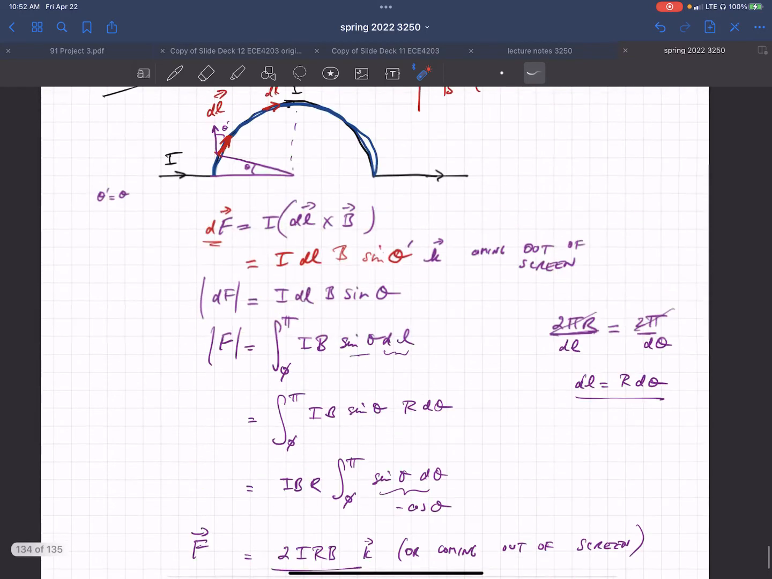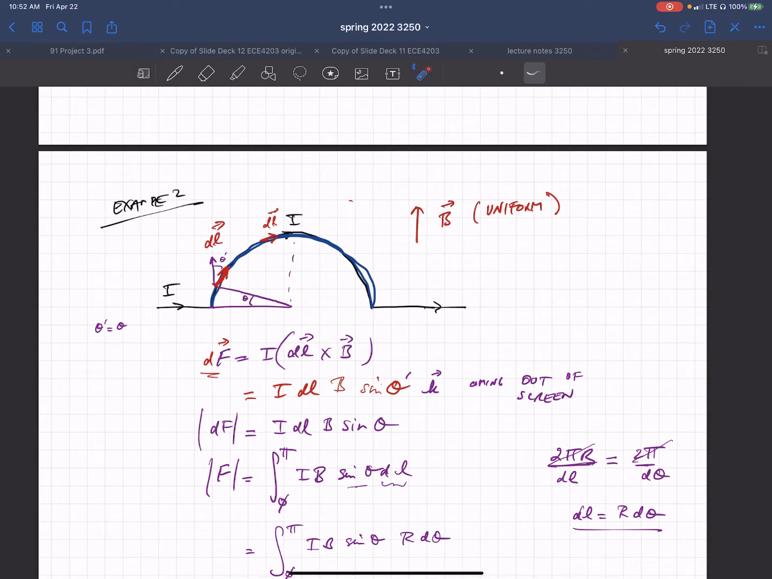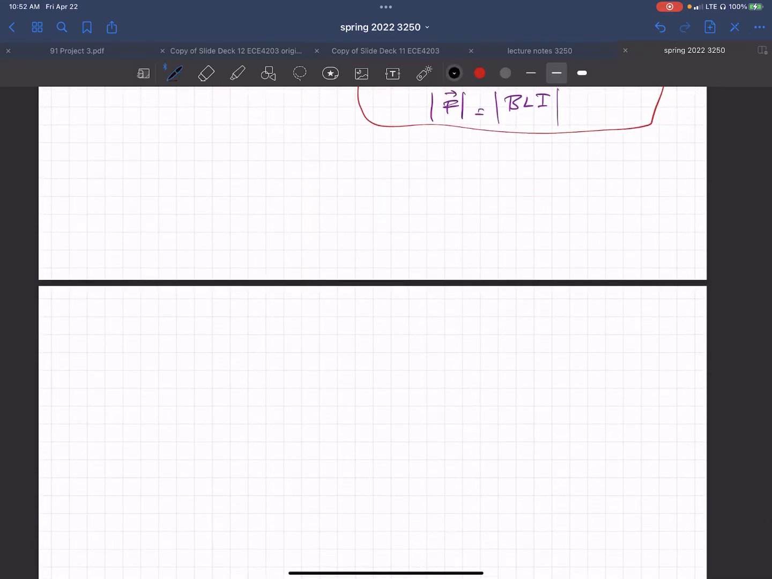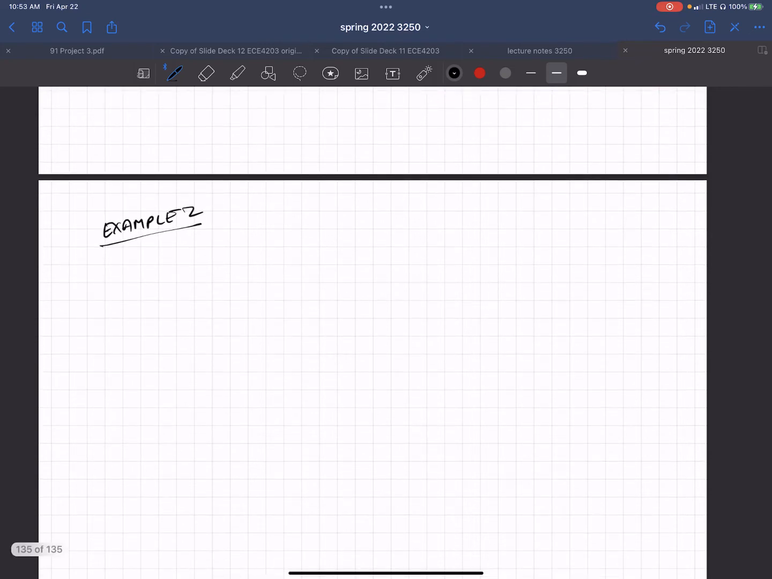All right, so now this length of wire is going to feel a force coming out of the screen. Let's do another example, and this example is sort of walking us closer to a very useful object. The idea behind this example is that we would somehow have a current loop. I'm going to draw this really badly, but hopefully I'll clarify it in a second.